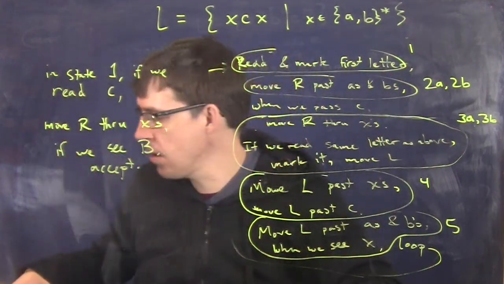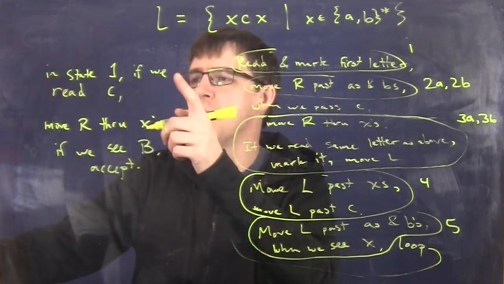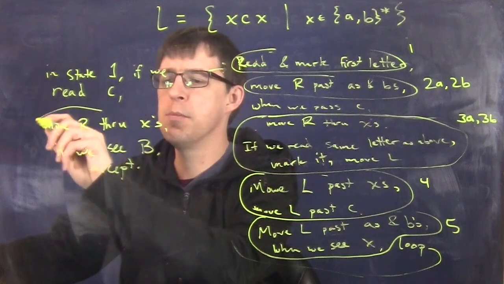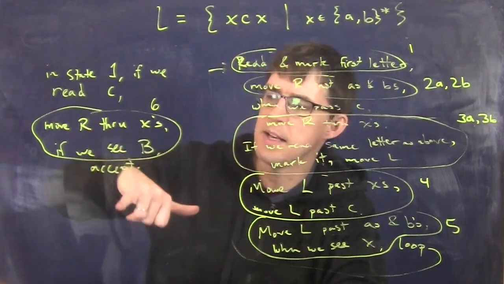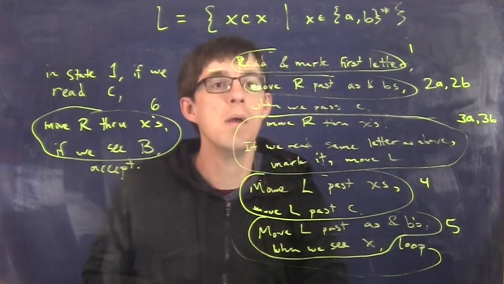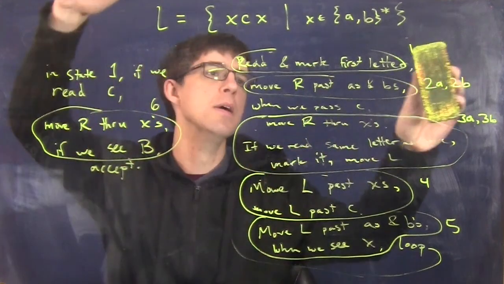All right, this is the idea for the main loop. What about the end game here? I think this just requires one extra state. So in state 1, if we read a C, then we're going to move to the right through X's. This I'm going to call state 6, and it has an arrow going to the accepting state. Let's see if we can make the diagram for that one.